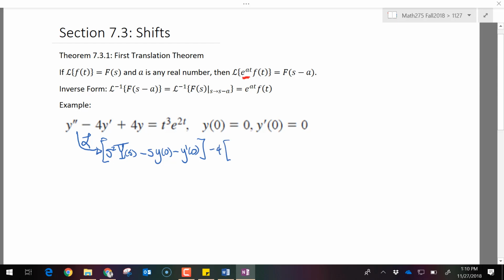Okay, now we'll translate the first derivative over, so that's s to the first power times y of 0 minus, and then the s's are gone, so it's just y of 0, plus 4 times y, oops, this should be capital Y of s.